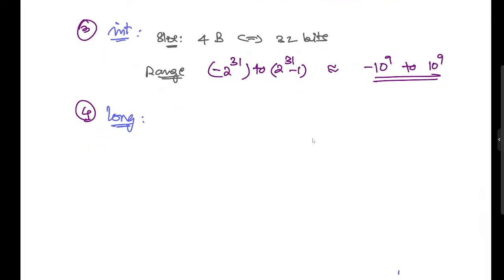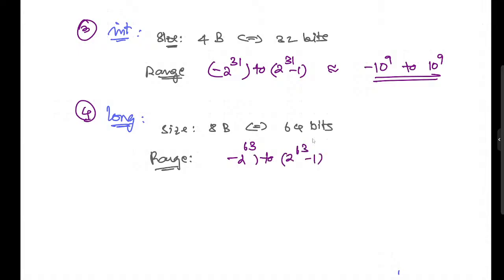In the same way, long's size is 8 bytes, and it is 64 bits. The range that we generally have is around minus 2 power 63 to 2 power 63 minus 1, and this is generally around minus 10 power 18 to 10 power 18. That is the entire full range of this particular type. Powers of 2 and powers of 10 are interesting because we humans generally understand powers of 10.